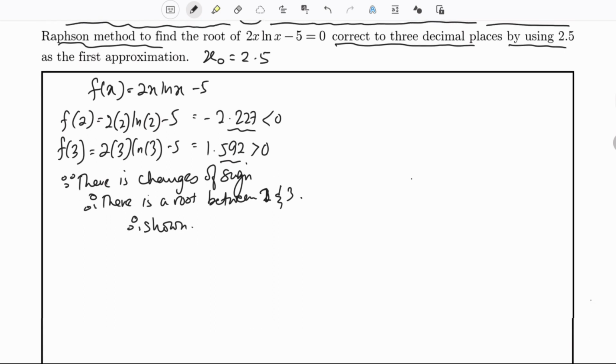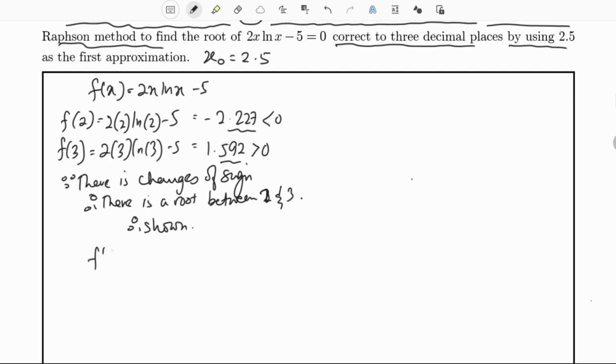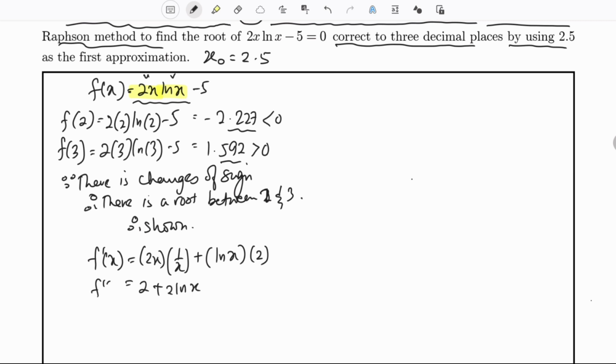So next we're going to use the Newton-Raphson method. So find your f prime x. How do you find your f prime x? We need to use the product rule. So this is your u, this is your v. So u is 2x, v is ln x. Differentiate ln x, 1 over x, plus ln x, differentiate 2x, you get 2. So simplify, you will get 2 plus 2 ln x. So that is your f prime x.